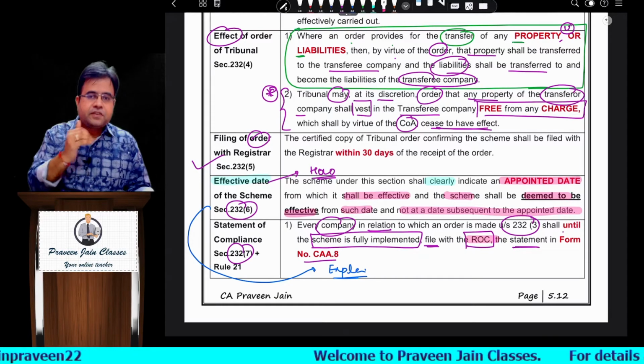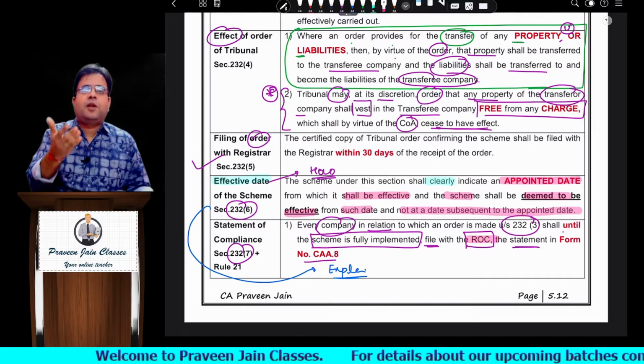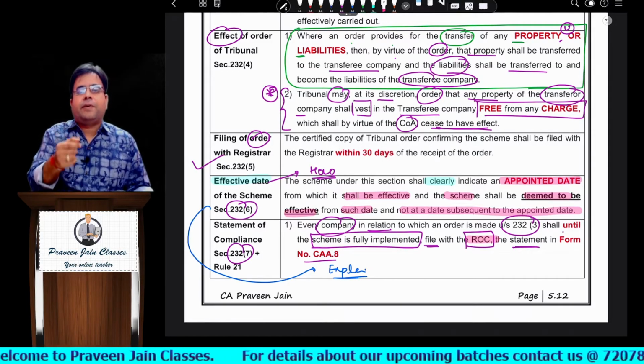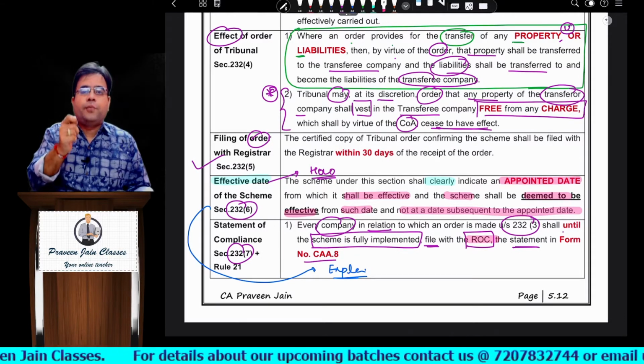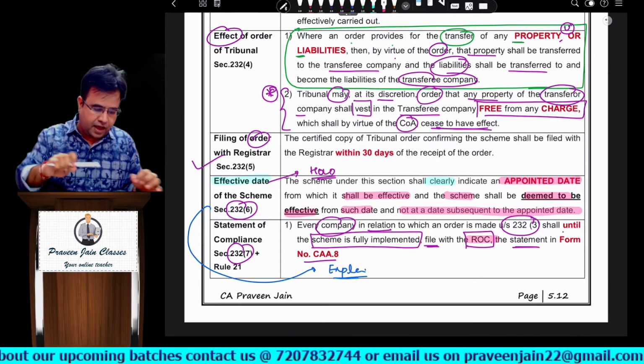Generally, as per the section, full discretion is given to the parties. Parties means the transferor and transferee company, that you decide what should be your appointed date or effective date. Okay, let's try to read the provision again.